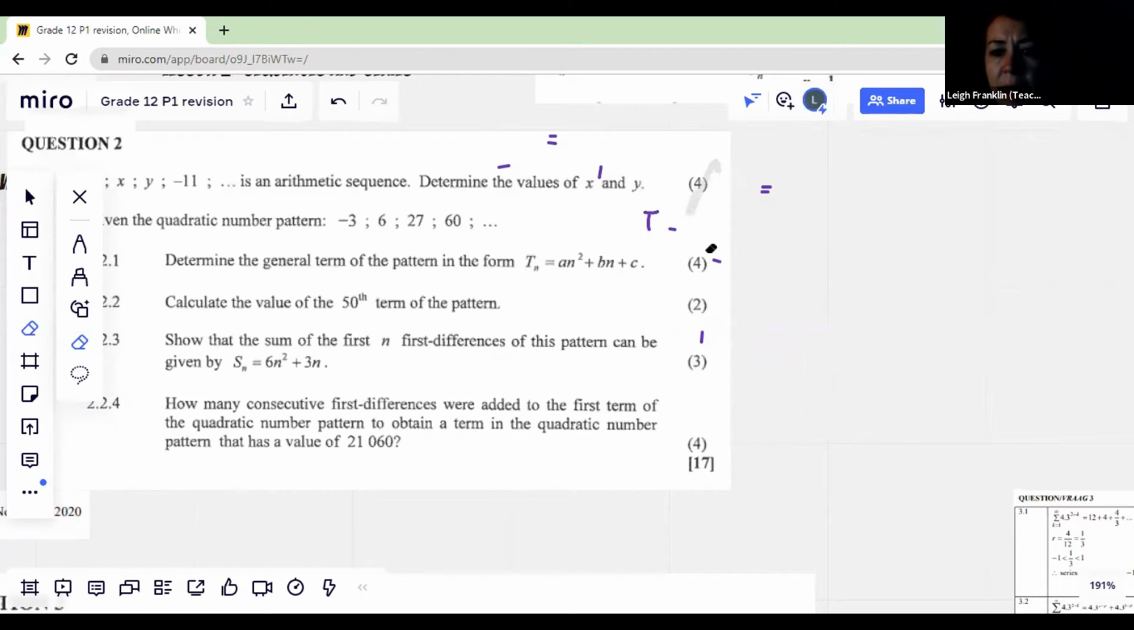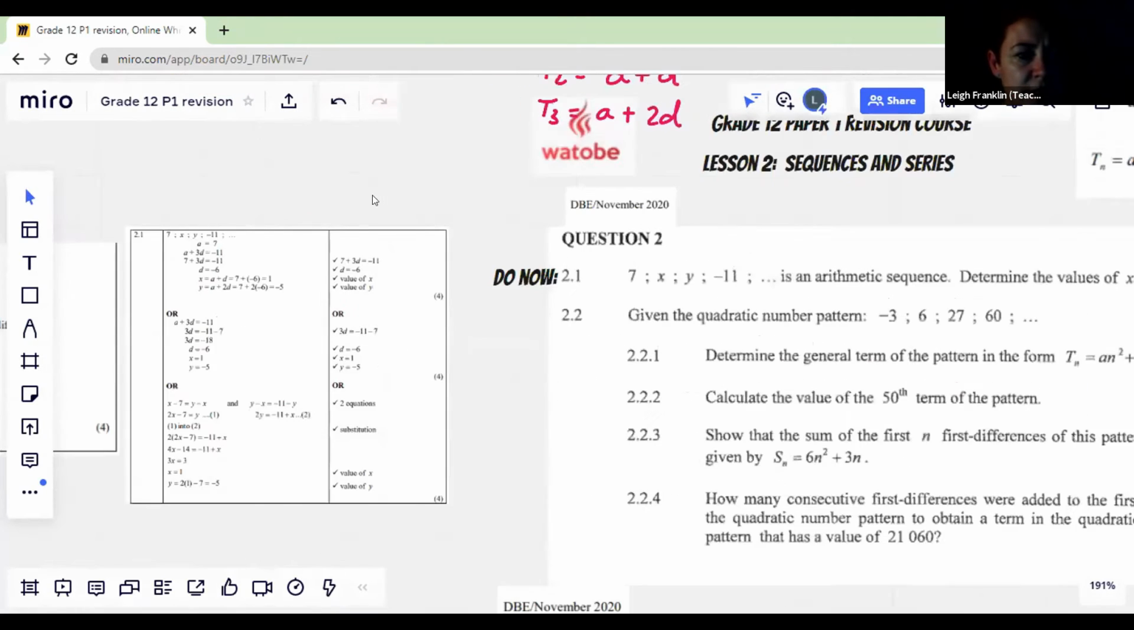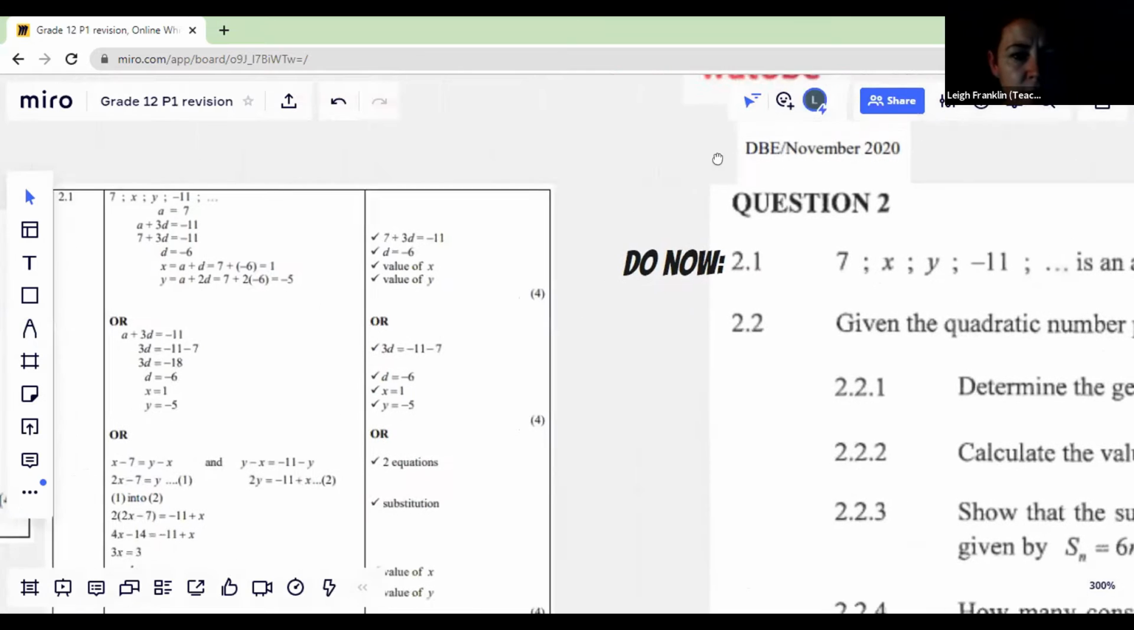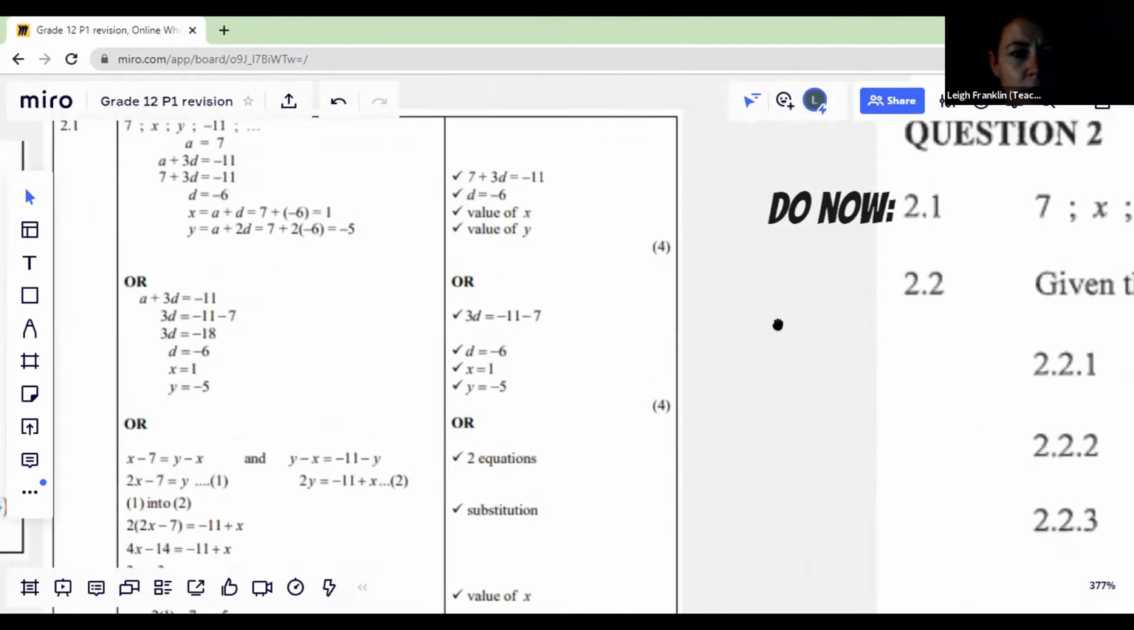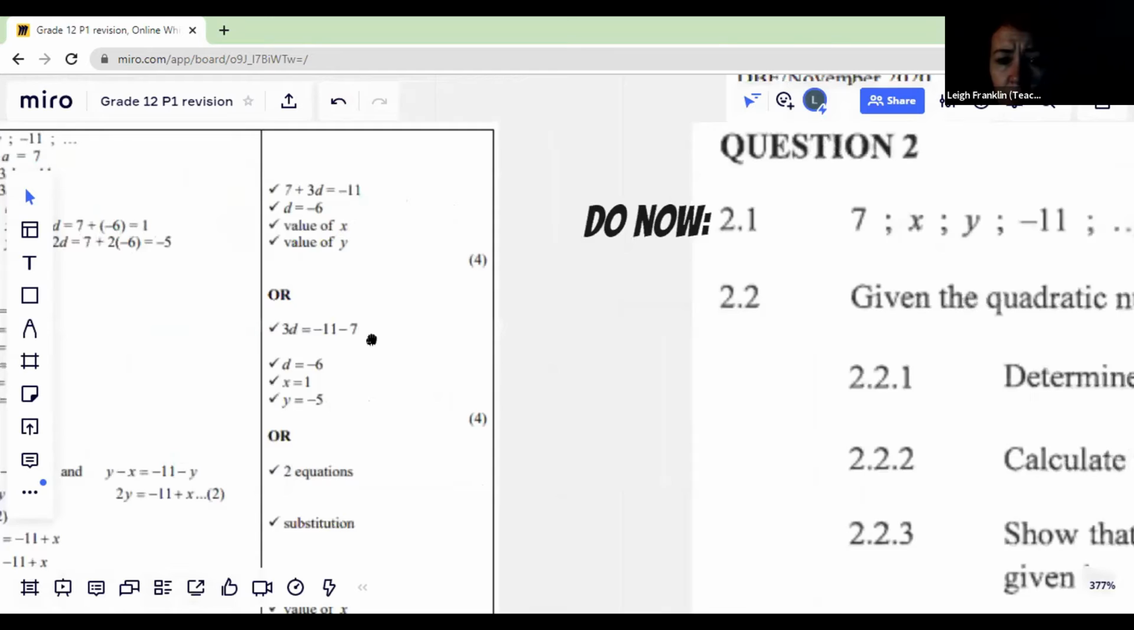Okay, so again, I think it's really important, Matric, that we always know where our marks are allocated. So in the case of this particular question, this is what they did. If you have a look on your screen now, there was a mark for that very important line, 7 plus 3D equals negative 11, a mark for working out that D was minus 6, and a mark for X and a mark for Y. Okay, everybody happy with that?